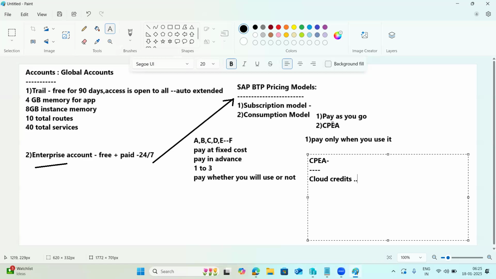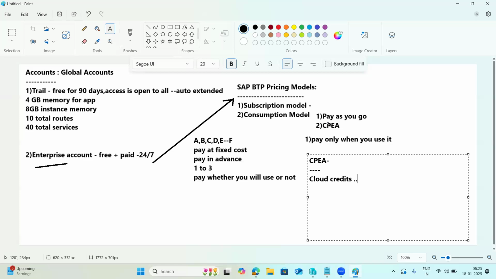You will receive a monthly balance statement that provides information on usage, consumption, services and the corresponding cost, but the total cost is deducted from your cloud credits. In pay as you go you also get the balance sheet, but you have to pay it manually. Here in the CPEA, the monthly cost is automatically deducted from your cloud credits.